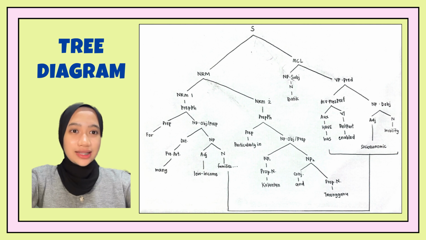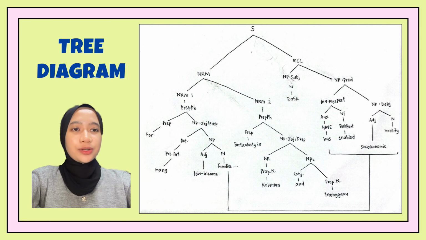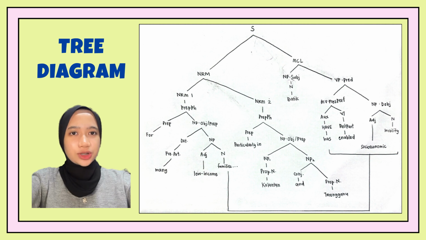Starting with the left side, under NRM, the first branch is NRM1, which represents the phrase "for many low-income families." This phrase is analyzed as a prepositional phrase. The preposition here is "for," and it introduces the phrase. The object of the preposition is the noun phrase "many low-income families." Within this noun phrase, many functions as a determiner, low-income functions as an adjective, and families is the head noun. Since this phrase does not contain a verb and is not essential to the sentence structure, it is classified as a non-restrictive modifier.